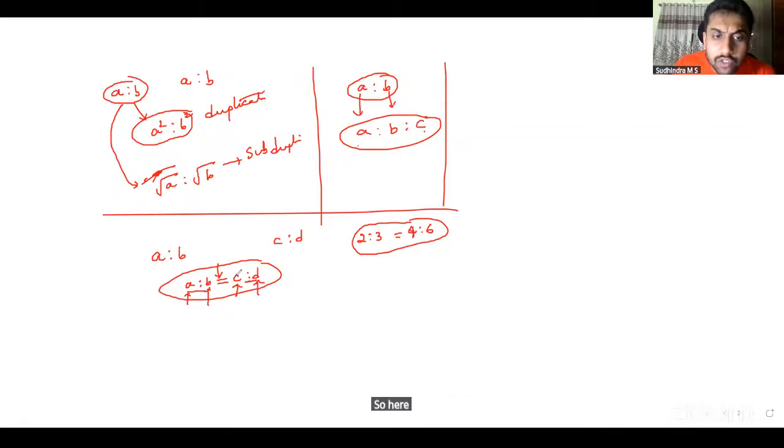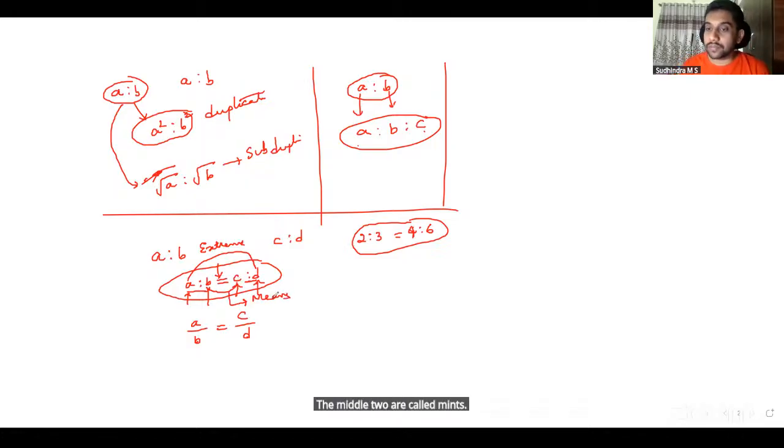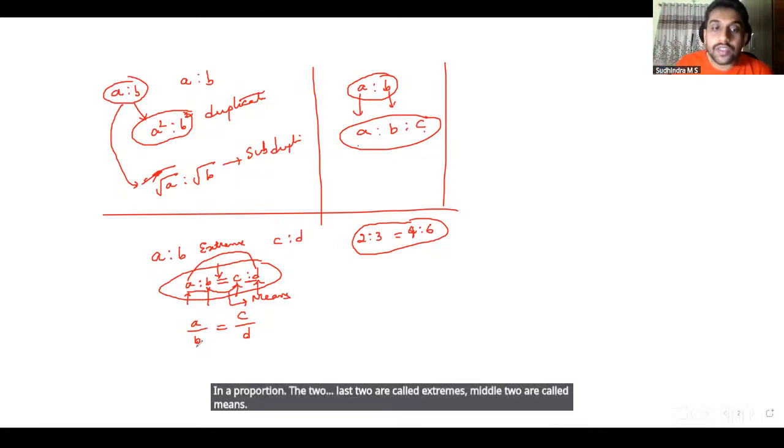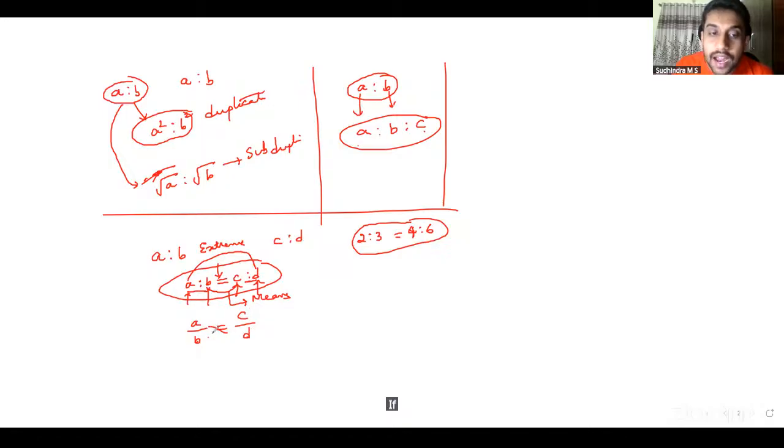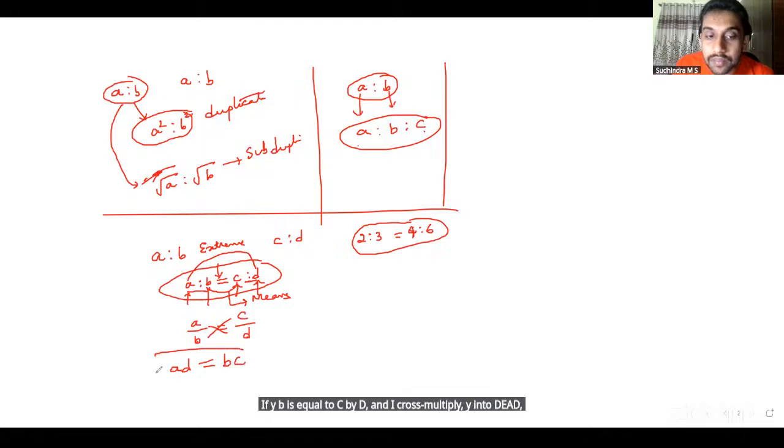So here A is to B equals C is to D can also be written as A by B equals C by D. The ratios. And these two outer terms are called extremes. The middle two are called means in a proportion. The last two are called extremes, the middle two are called means. If A by B equals C by D and I cross multiply, A into D, AD, B into C, BC, I get AD equals BC.